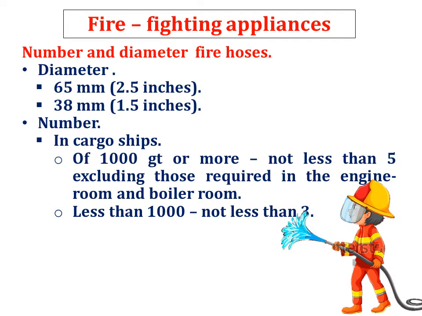Number and diameter of fire hoses. Diameter 65 millimeters, 2.5 inches; 38 millimeters, 1.5 inches. Number in cargo ships of 1,000 GT or more, not less than 5, excluding those required in the engine room and boiler room. Less than 1,000, not less than 3.